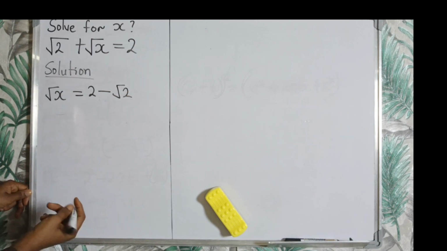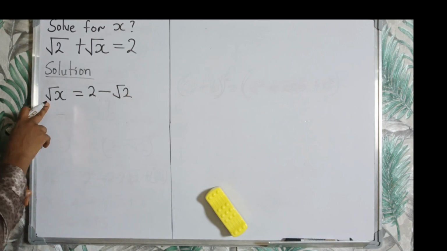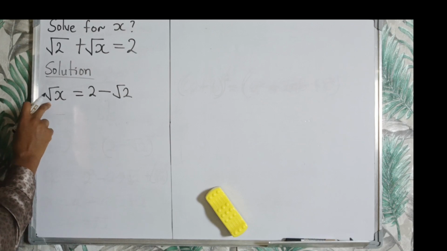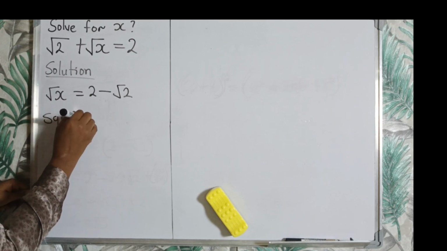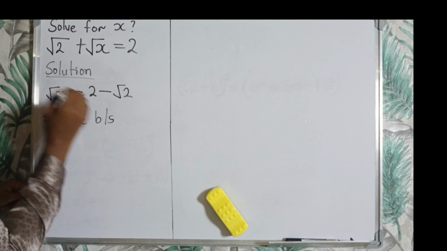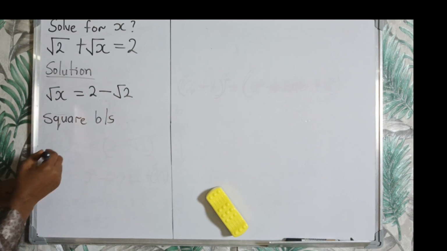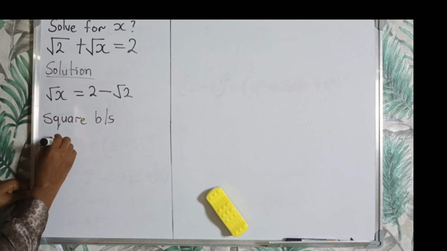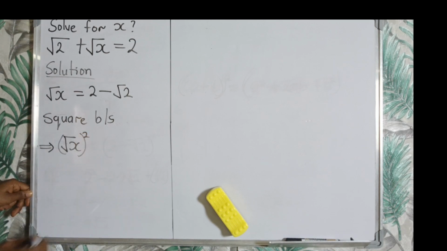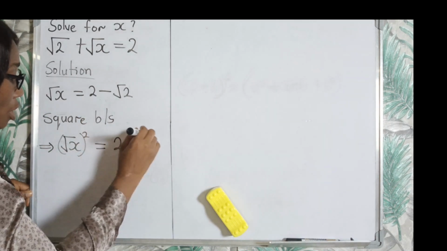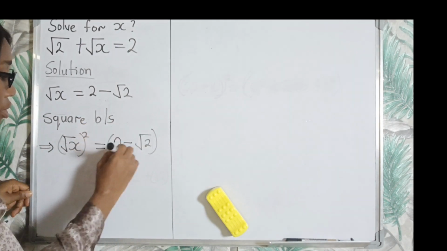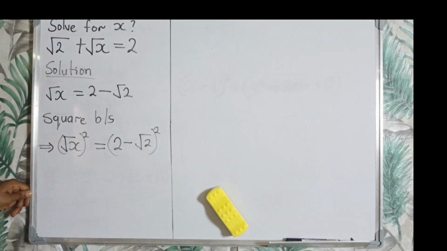Now, what's the next thing to do? We are looking for x. So we have to clear the square root. How do we do that? We have to square both sides. So squaring both sides, we're going to have the square root of x all squared. And this is equal to 2 minus the square root of 2 all squared.